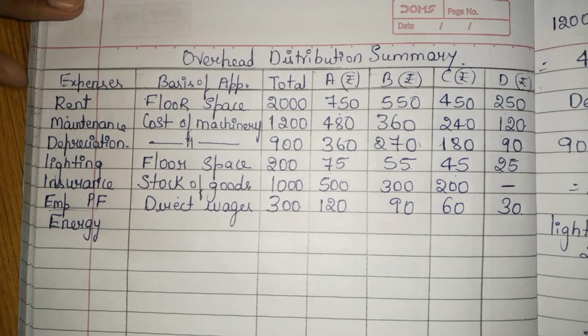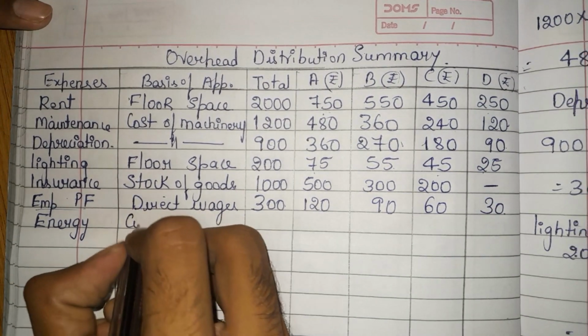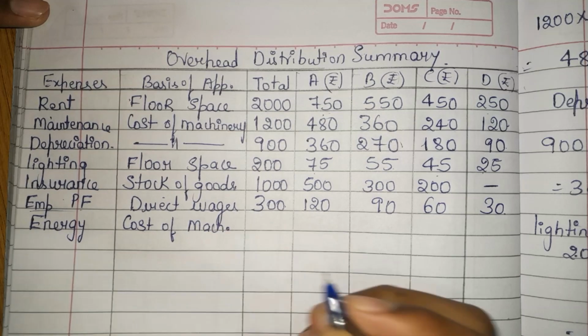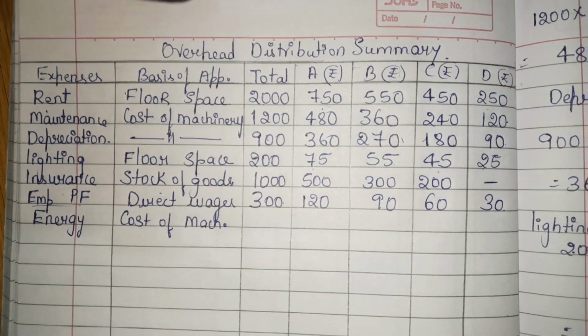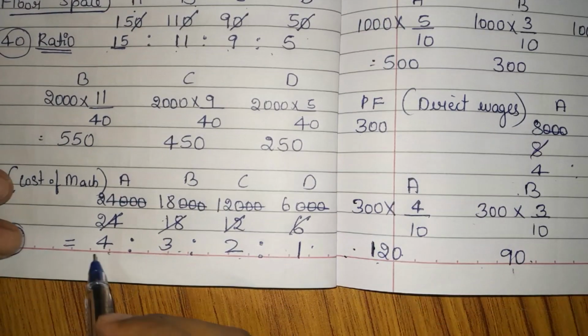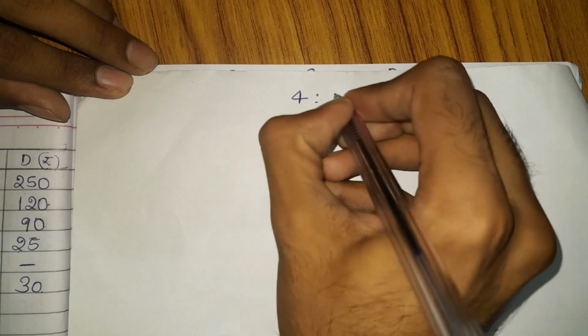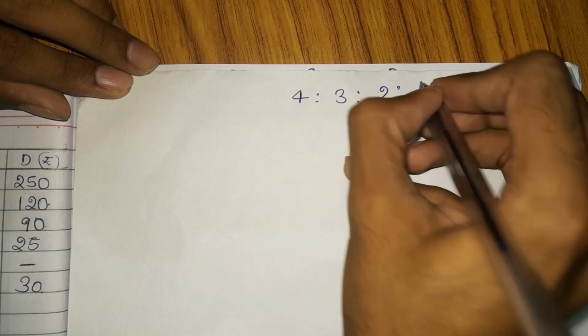The energy will be utilized to operate machinery, so it will be on the basis of cost of machinery. We all know the cost of machinery ratio. The cost of machinery ratio is 4 is to 3 is to 2 is to 1.